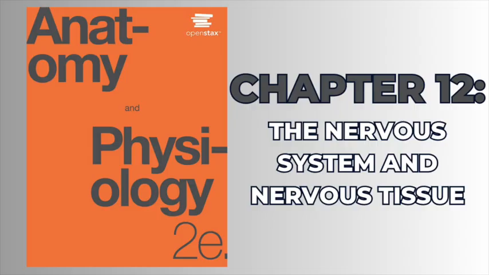Learning objectives. By the end of this section, you will be able to describe the basic structure of a neuron, identify the different types of neurons on the basis of polarity, list the glial cells of the CNS and describe their function, list the glial cells of the PNS and describe their function.